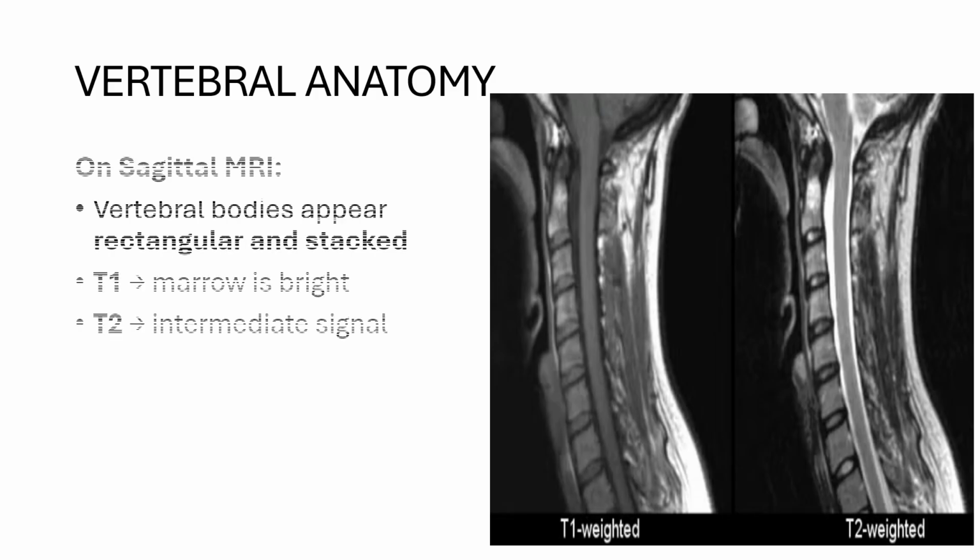The vertebral bodies appear rectangular or stacked in the sagittal MRI image, and they are bright in T1, as we can see here. These are the vertebral bodies, and they appear rectangular in shape, bright in T1 and intermediate signal in T2. This is due to the fatty marrow, as we can see here. This is the T2 and this one is the T1 image.